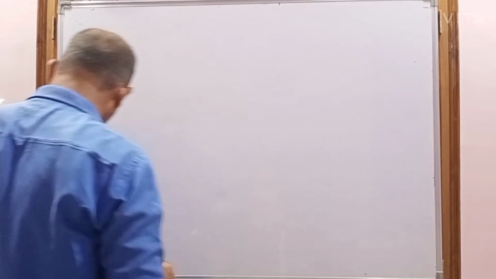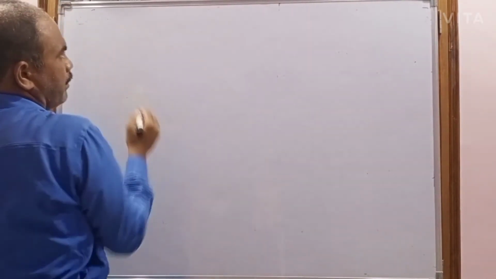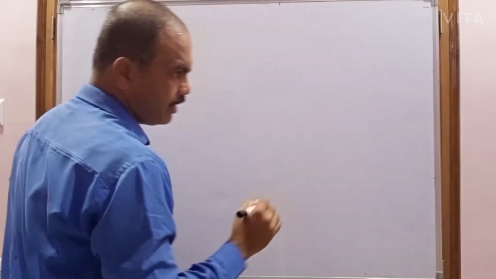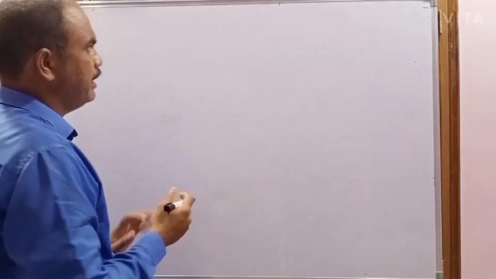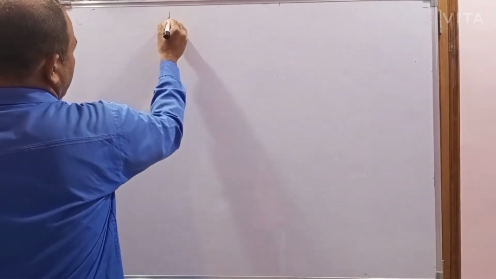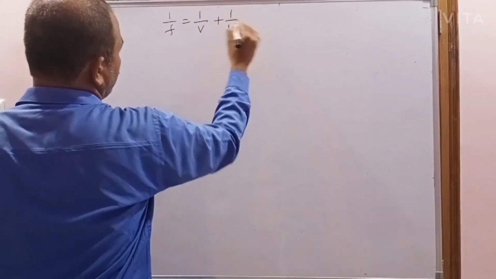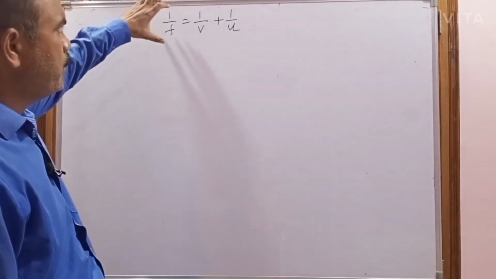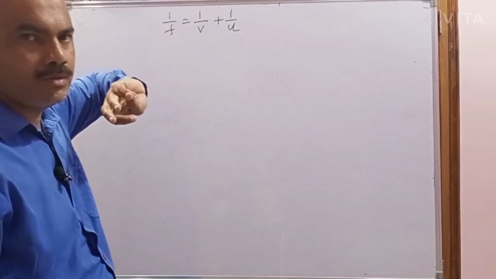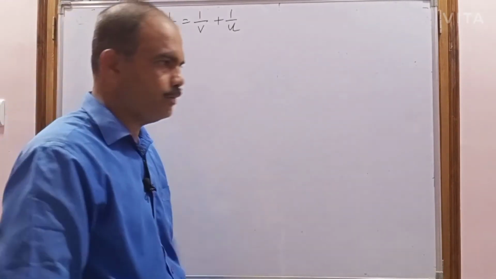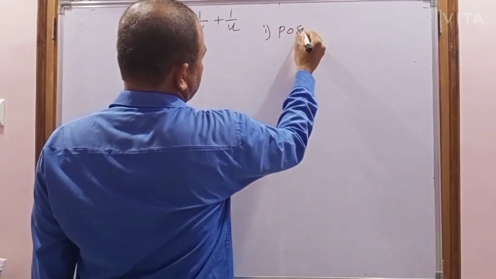So next, what is the mirror formula? I am going to tell some problems related to the mirror formula. Before solving the problems, I am going to tell some fundamentals related to it. What is the mirror formula? 1 by F equals 1 by V plus 1 by U. So on the basis of this formula, three types of questions may be asked. Three types of questions. One is the position.